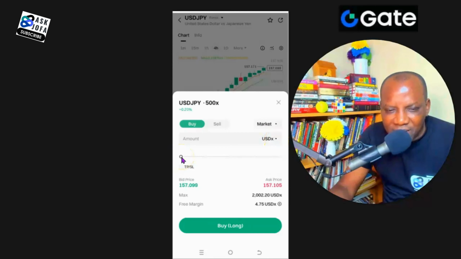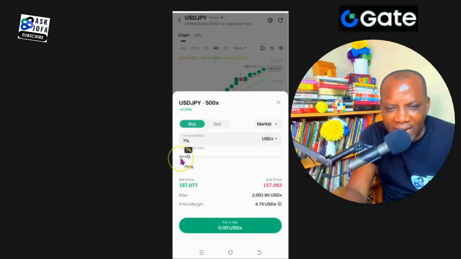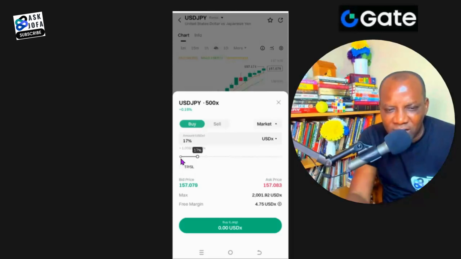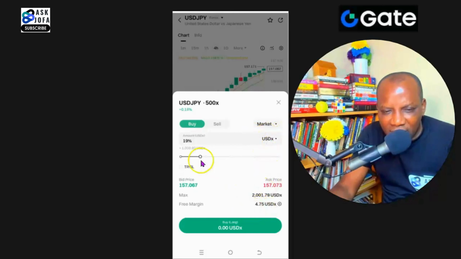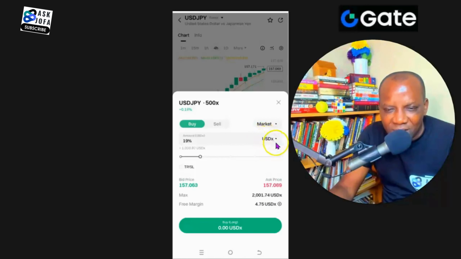To select the amount, you move this slide to decide the percentage of your money you want to trade with. That is the amount you have in your USDX wallet. And you can see as you are moving this slide, your margin is increasing. That is, your margin is the money in your USDX wallet that you can lose if the trade does not go in your direction. Let's say I'm trading 19% of my USDX. I will just tap buy.